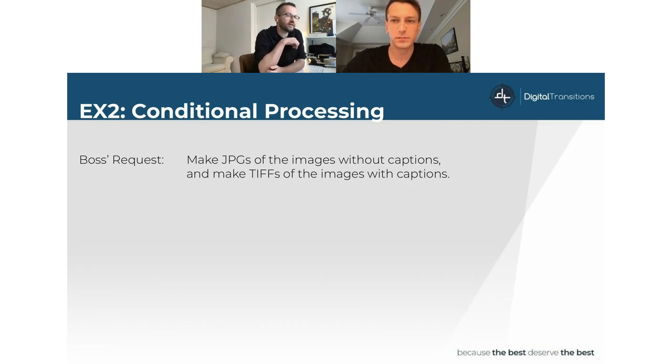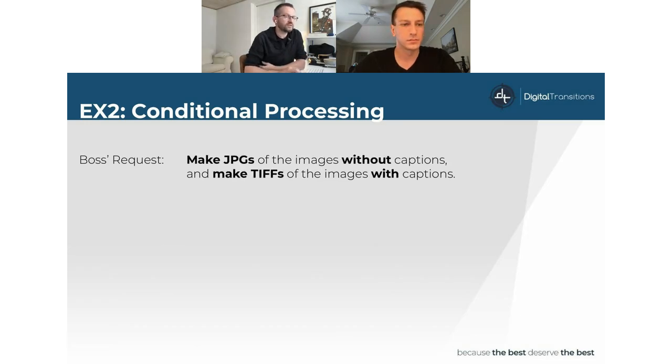So the boss wants us to handle the images in a specific way, depending on the status of the images. In this case, make JPEGs of the images without captions and make TIFFs of the images with captions. So this is a classic use case for scripting, dealing with conditions and acting on them.